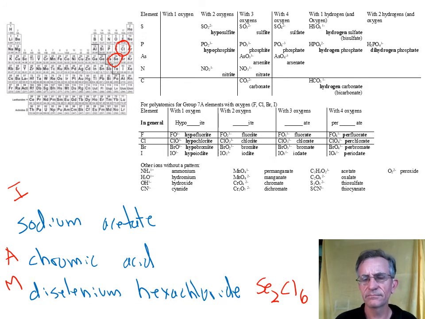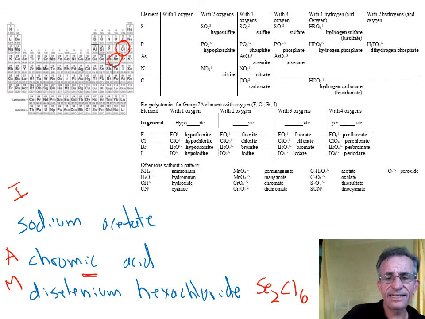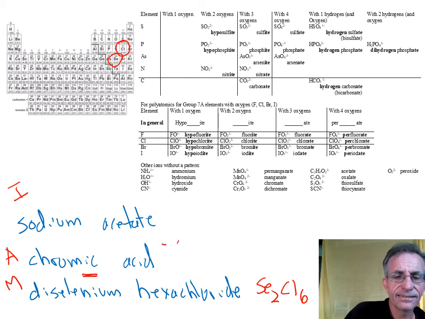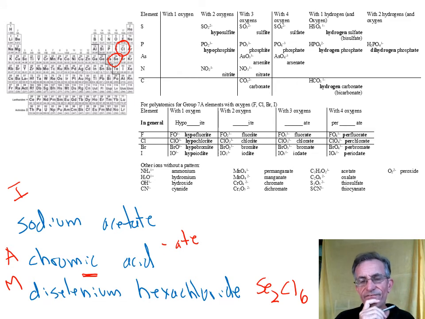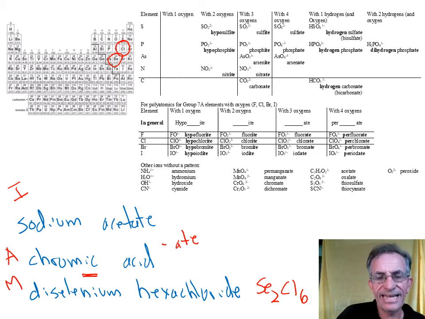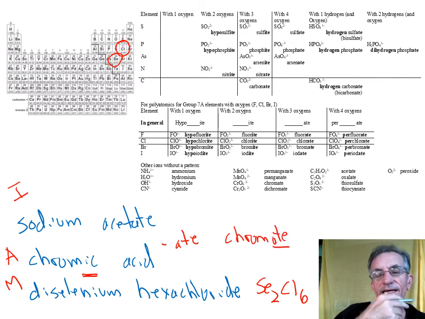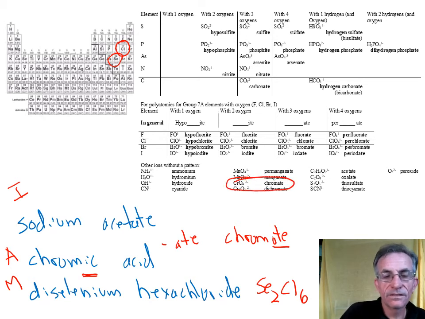Let's do chromic acid. Oh, this is the converting deal. Ic goes with ate. So that means that I am looking for chromate. So chromate, ate. It's a polyatomic. So chromate is a polyatomic ion. I see it actually. I see it right here. CrO4 2- is what it says.